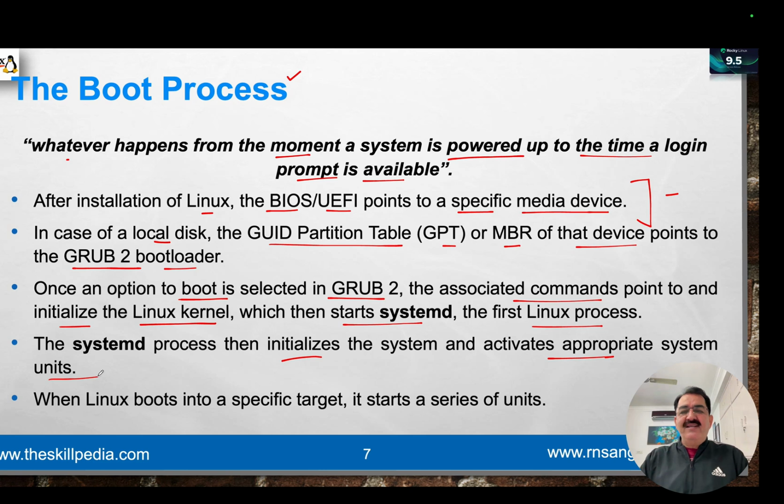Think of them as things which consist of multiple programs or groups of programs, where one program depends on another program, so it forms a hierarchy of dependency along with their directories and files. So this is called a system unit, and these units are activated.